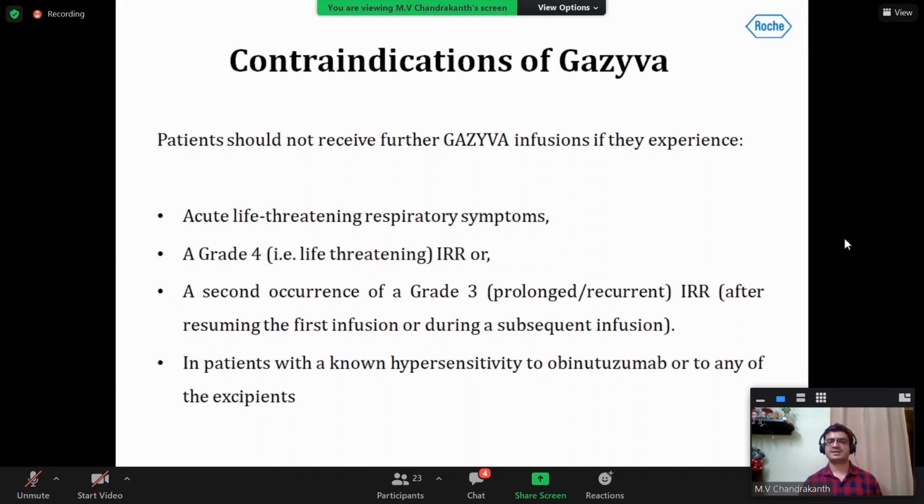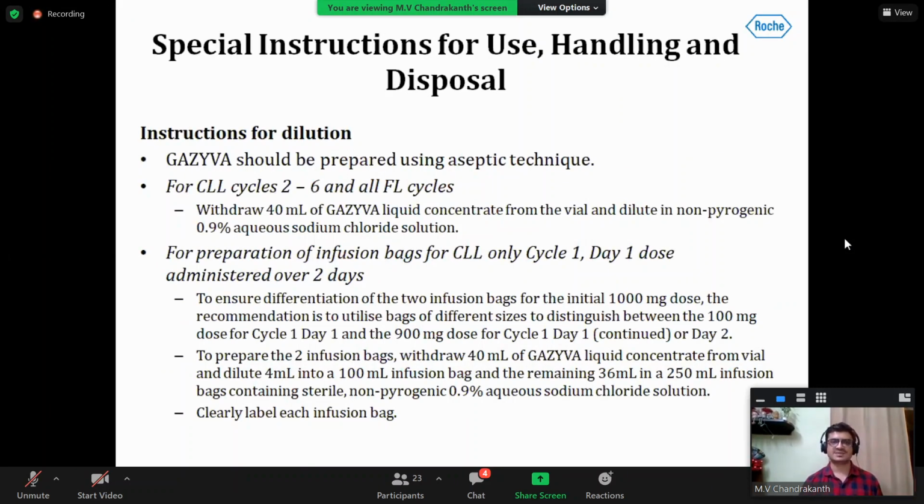So, as such, we don't have contraindications to Gazyva, but only if there was a grade 4 HSR or you had a second episode of grade 3 immune related infusion reaction. In these situations, there is an absolute contraindication for Gazyva. So, what are the special instructions we must use before handling and disposal?